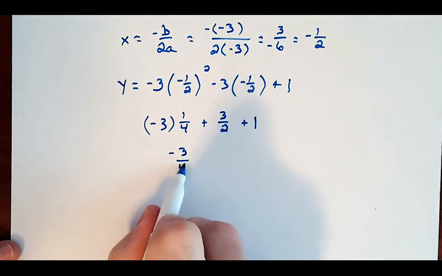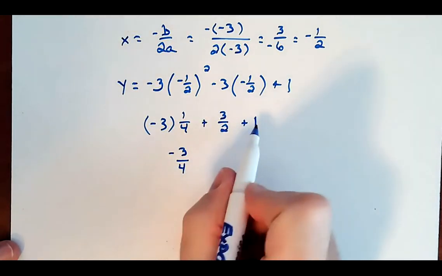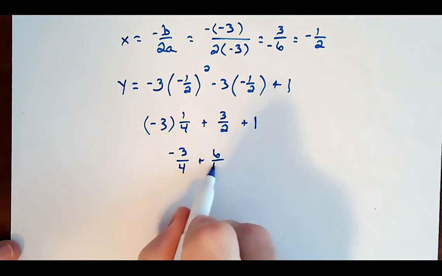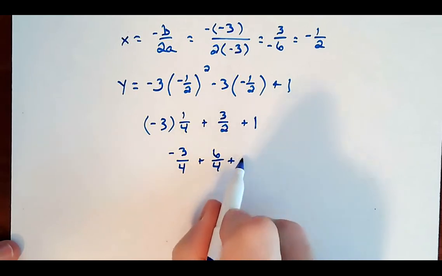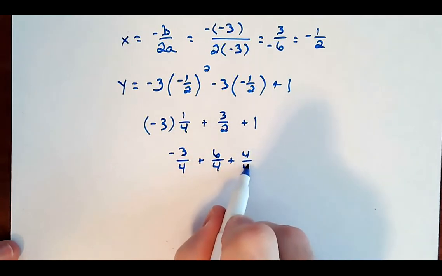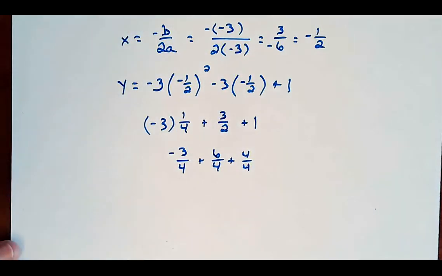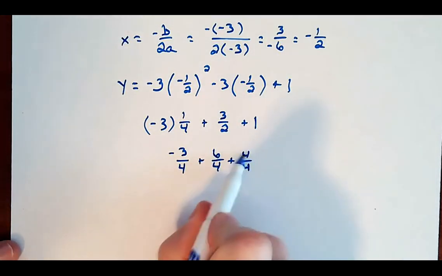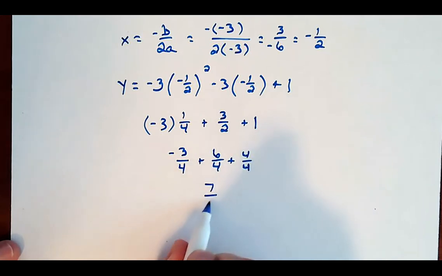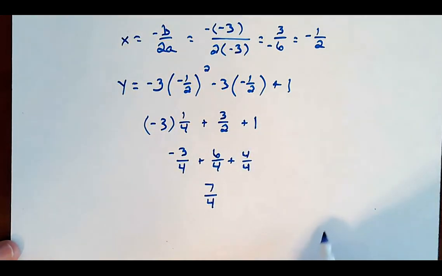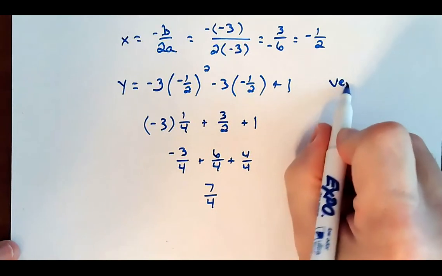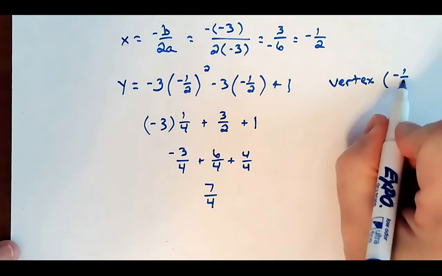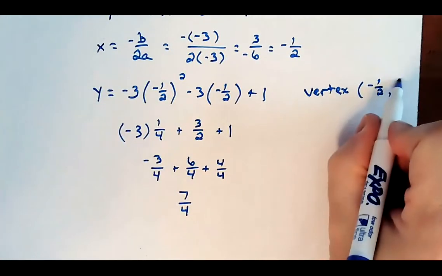If we put this together, this turns into -3/4. But I need to add everything together, so I'm going to make fourths out of all of these. I'll multiply the top and the bottom here by 2, so 6/4, and I'll make the 1 a 4/4, which gives us our common denominator. Putting all this together, we get 10 minus 3, which is 7/4. All right, so our vertex is going to be -1/2, 7/4.